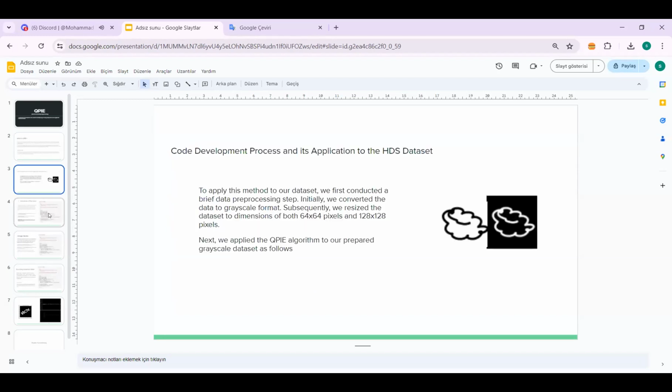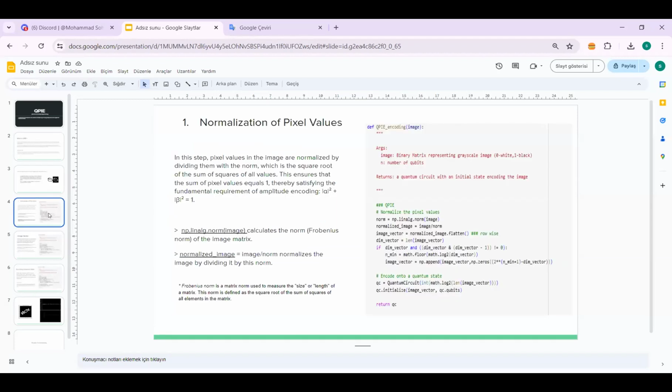So we try to create two sub functions for this image encoding. The first one is loading the data set and doing some pre-processing steps so that we will be able to encode that into the quantum state. And the second one is the QPIE encoding function. Can you go to the next one?